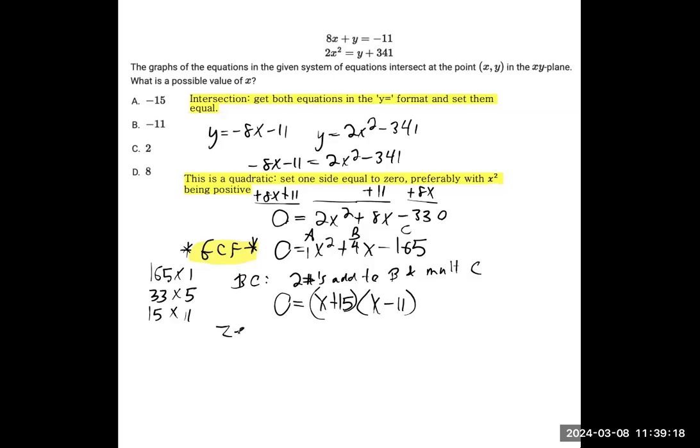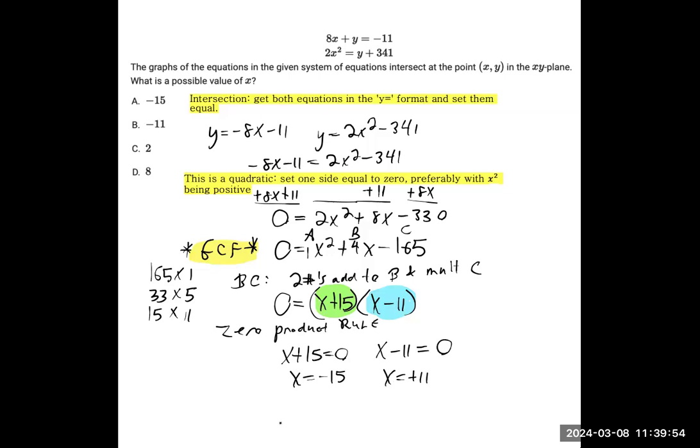And now we have our zero product rule. When you're doing factoring, when you get to these parentheses equal to 0, the zero product rule says that these two parentheses here, the green one and the blue one, are being multiplied together, and the answer is 0. And that can only happen if one of them is 0. So we'll do x plus 15 is 0, x minus 11 is 0. And we'll go ahead and get our two answers, minus 15 and positive 11.